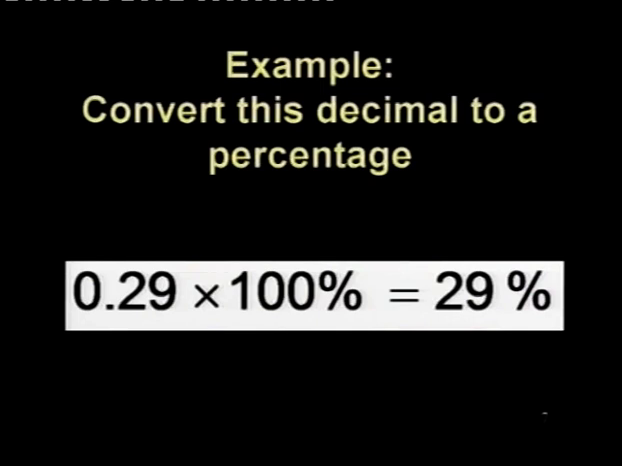Example number 1. Convert this decimal to a percentage. 0.29 times 100%. We are to change this decimal into a percentage. Class, what is my answer? 29%. What have I done there? I multiplied by 100. What else more did I do? There are 2 things happening.